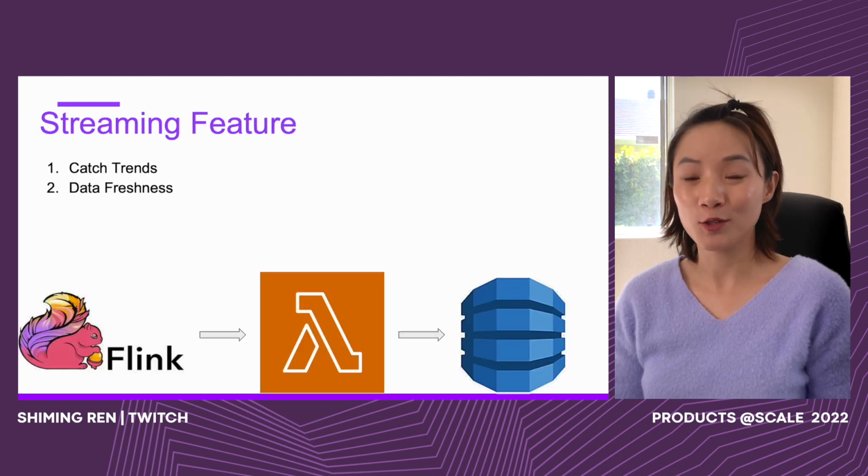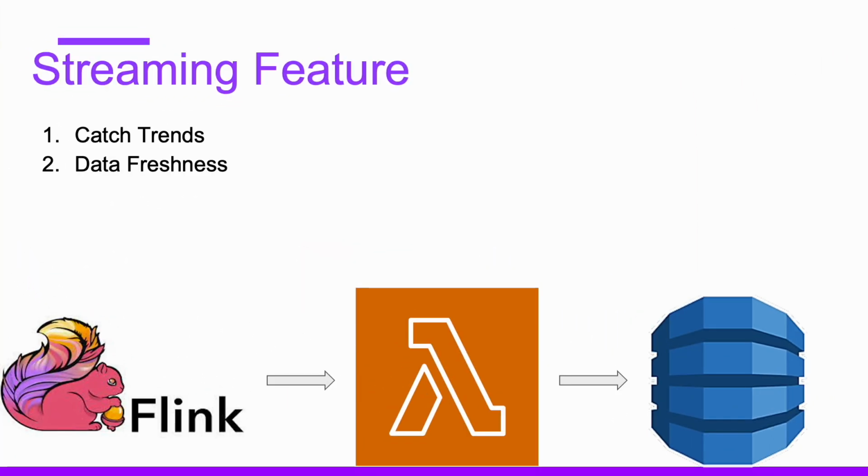I would like to introduce 2 solutions we built. First, we have a streaming pipeline to generate streaming features and serve them to the real-time models. Thus, we can catch most recent trends with acceptable data freshness. It is built with Kinesis Data Streams, Lambda, DynamoDB, and that's it.